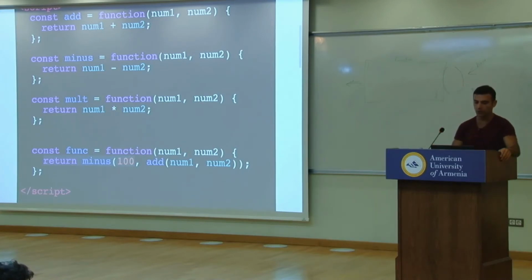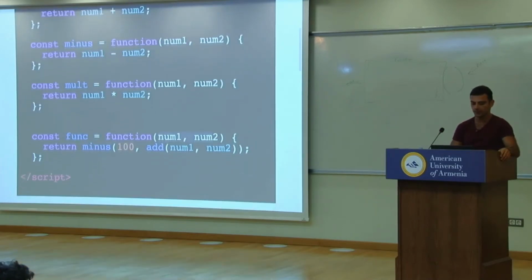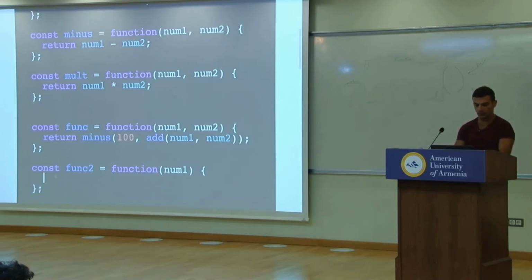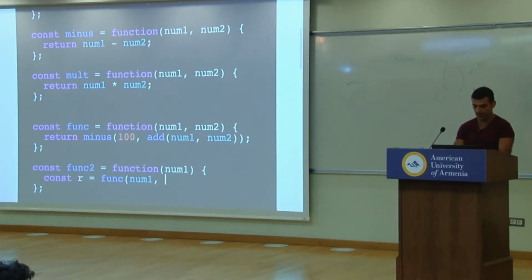Let's do that. So we have this function that seems to subtract from 100 the addition of these two numbers, right? Let me create another function, const func2, that will take a single number, num1, and what it will do is it will return the result. No, first it will make a variable, r. It will call func with num1 and an 8.